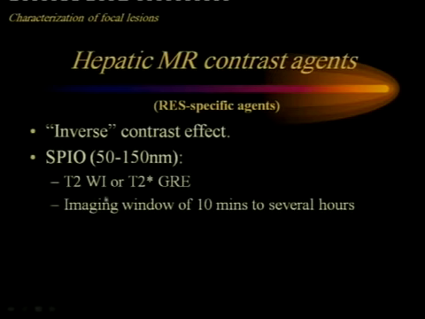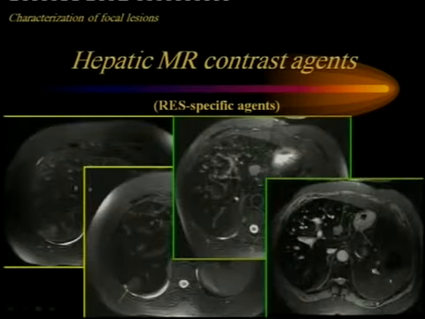You look for the inverse contrast effect, so this causes a decrease in signal intensity. We use the T2 weighted or T2 star weighted imaging to evaluate these, because it causes susceptibility and decreases signal intensity. And you have a window of 10 minutes up to several hours to perform the imaging, so you have a lot of time to be able to do this type of imaging. This is just some examples of that.